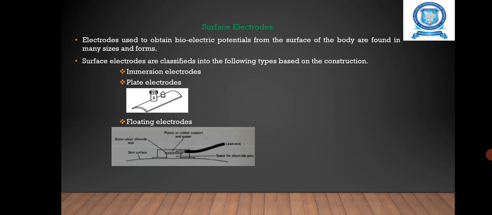Next one is the plate electrode. It is separated from the subject's skin by a cotton or felt pad soaked in a strong saline solution. The last one is the floating electrode. The only conductive path between the metal and the skin is the electrolyte paste or jelly. It forms an electrolyte bridge.